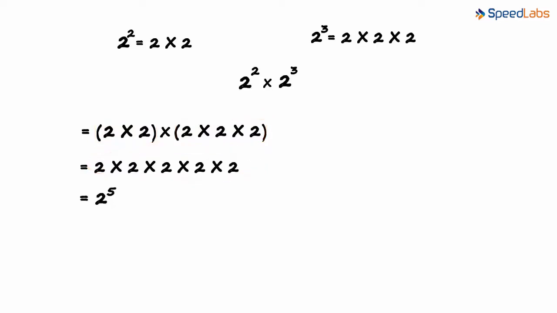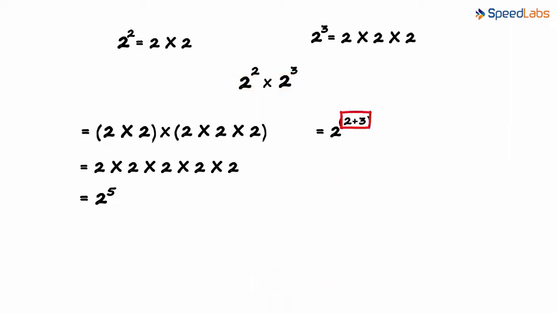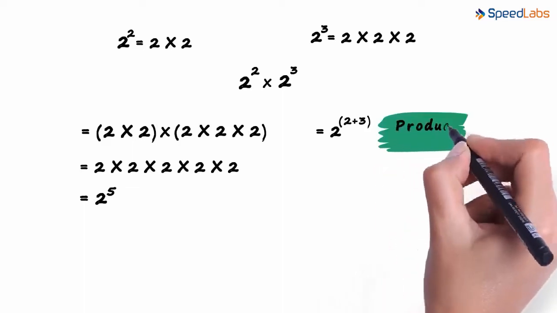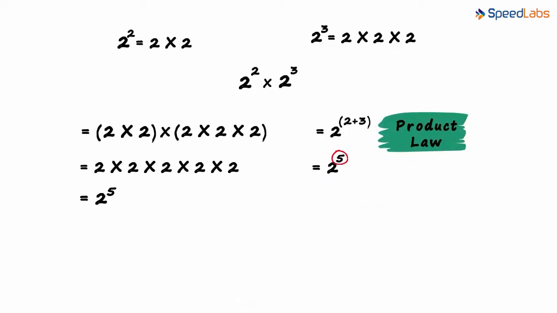Now let's see another way of doing it. The base in both the cases is 2, and the exponents are 2 and 3. So this can directly be written as 2, which is the common base, raised to 2 plus 3. The sum written here is the sum of the exponents 2 and 3. We kept the base the same as the base in both the cases and just added the exponents. This is called product law. And this expression equals 2 raised to 5. We get 5 here since the sum of 2 and 3 is the exponent.